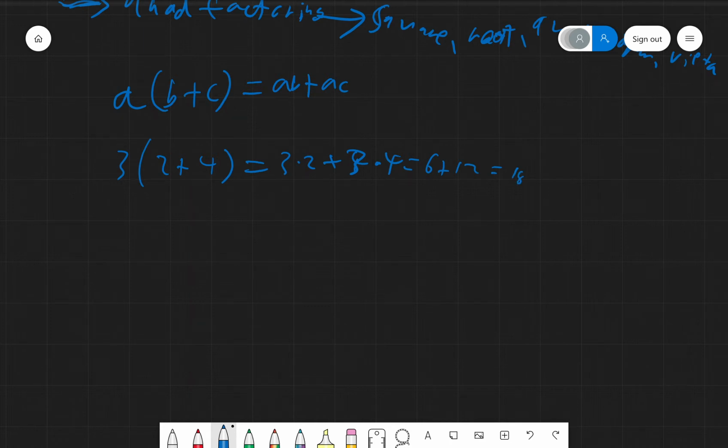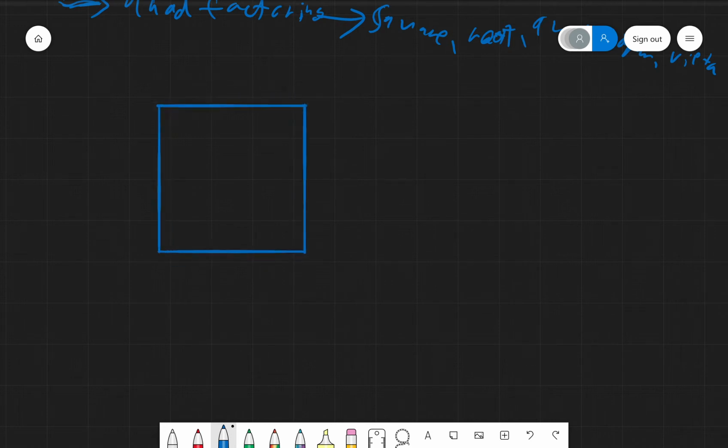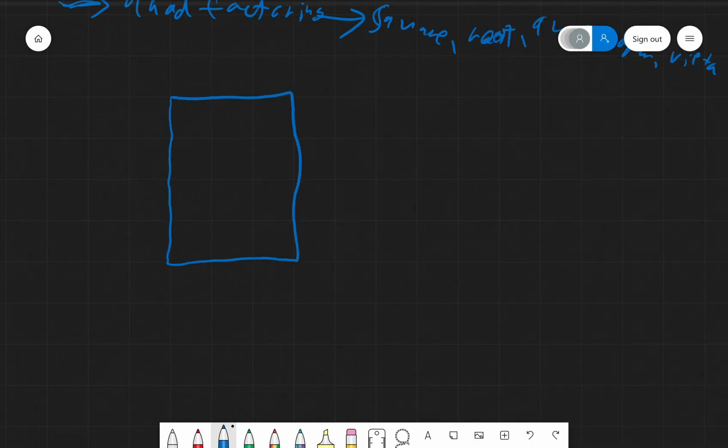Now, have you ever wondered why? If you have, good. If you have not, too bad. So, let's say we had a rectangle. Oh my god, why did it make a square? Cool. Back to our ugly rectangle.